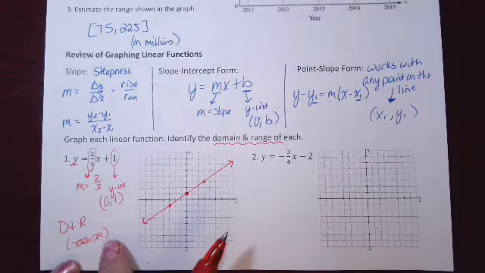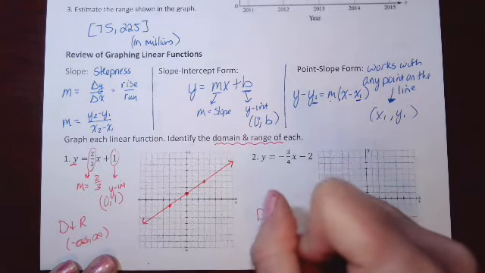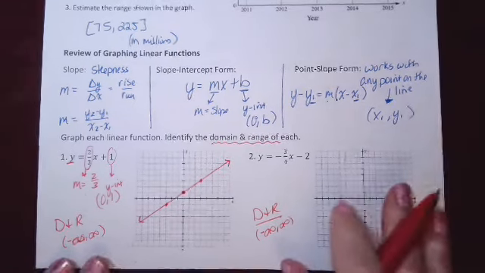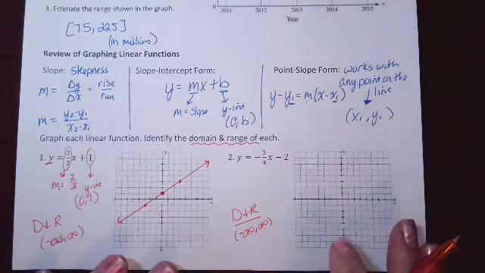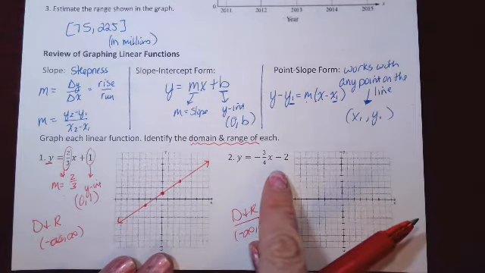So given that information, I know that when I graph this line over here, my domain and range is still going to be negative infinity to positive infinity. Anytime it's all real numbers, it stays all real numbers. There's no transformations I can perform that's going to make it not be all real numbers.